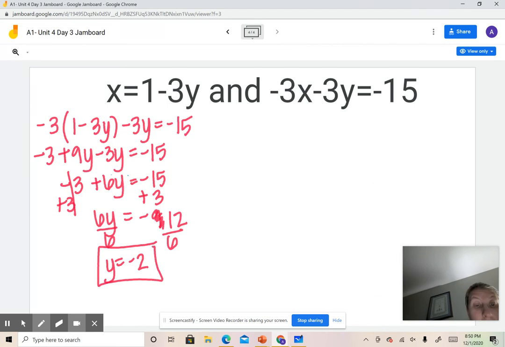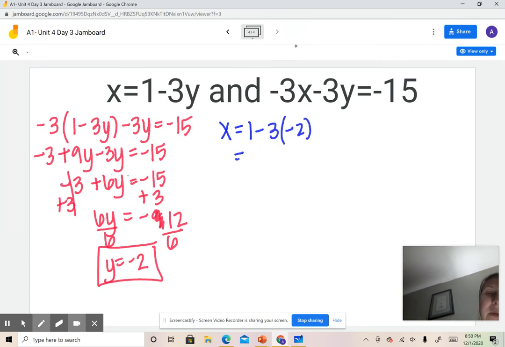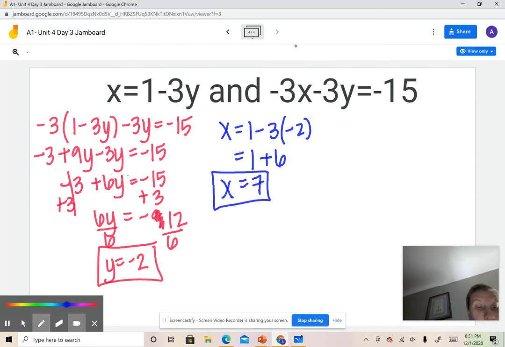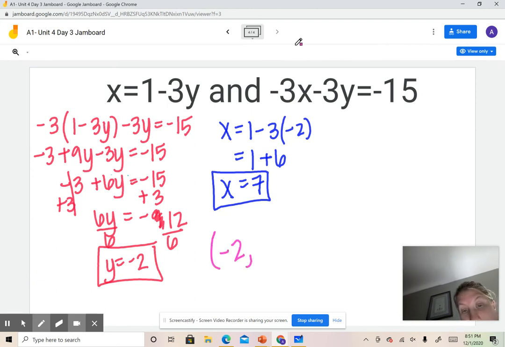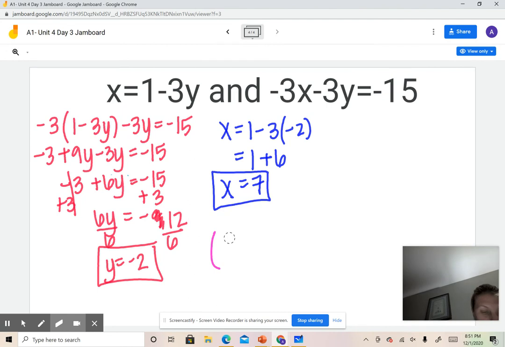So you know what y is, so now I need to find x. Plug it into that first equation. So x equals 1 minus 3 times y, which is negative 2. So 1 plus 6. So that means x equals 7. Now be careful here when you're writing your answer. Remember, it is always x comma y, not your first number, but always x comma y.